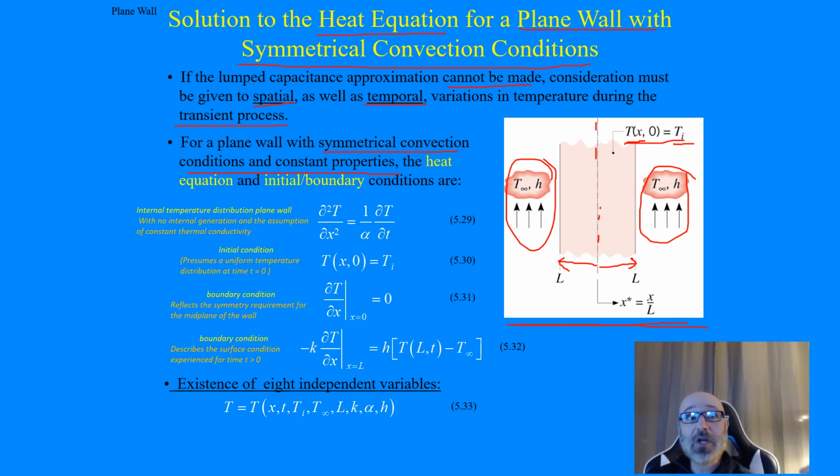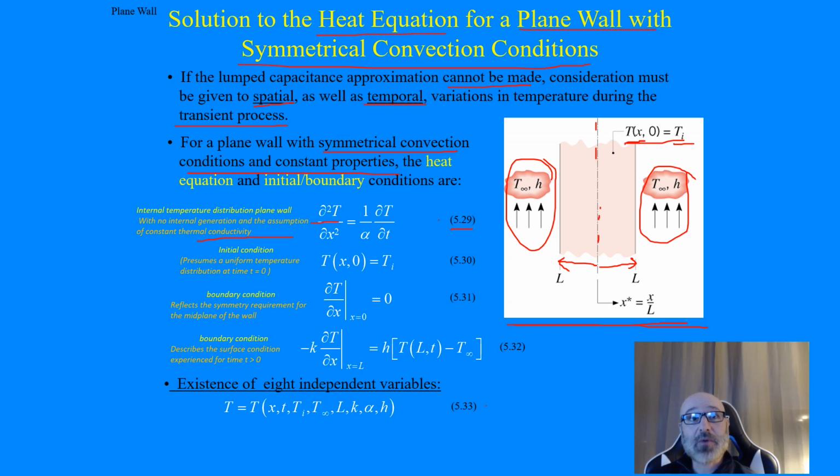So the heat equation and initial boundary conditions are given as the following, and this relates back to equations 5.29 to 5.33 in your textbook, where 5.29 gives us our initial temperature distribution in a plane wall with no internal generation and the assumption of constant thermal conductivity. So that comes down to this 5.29.